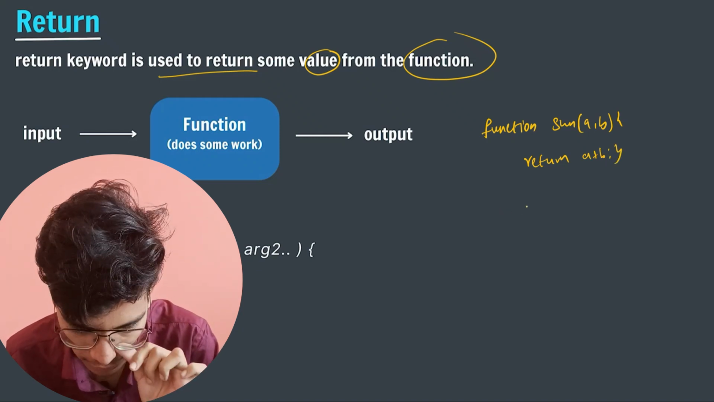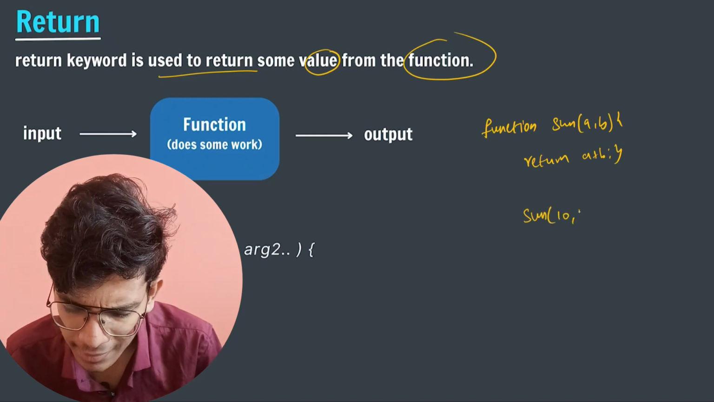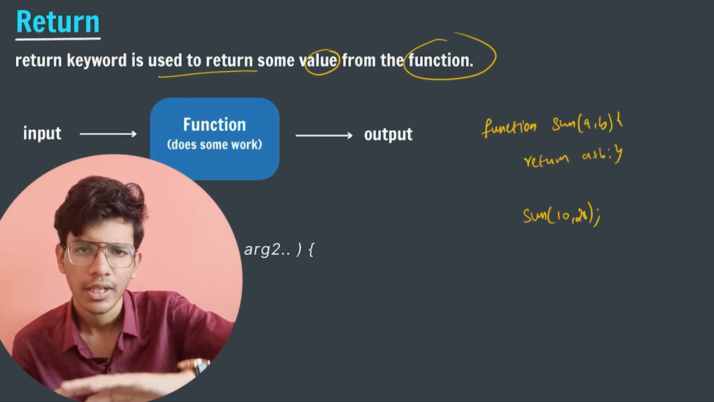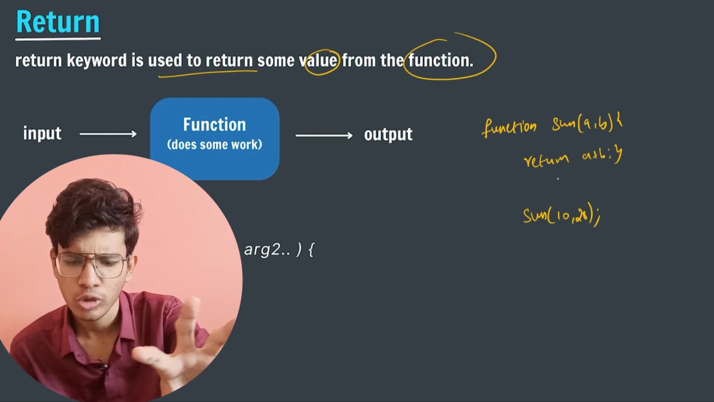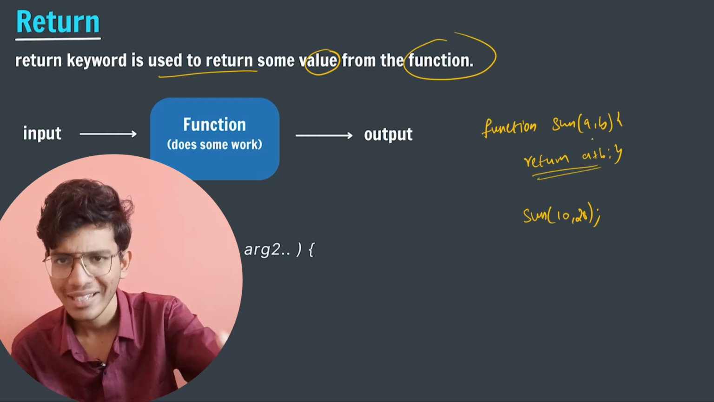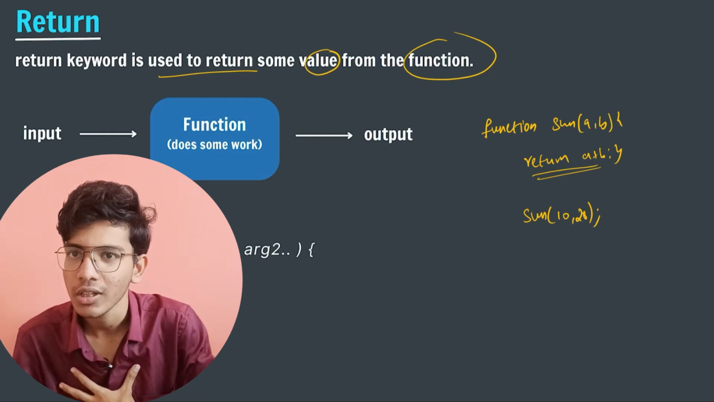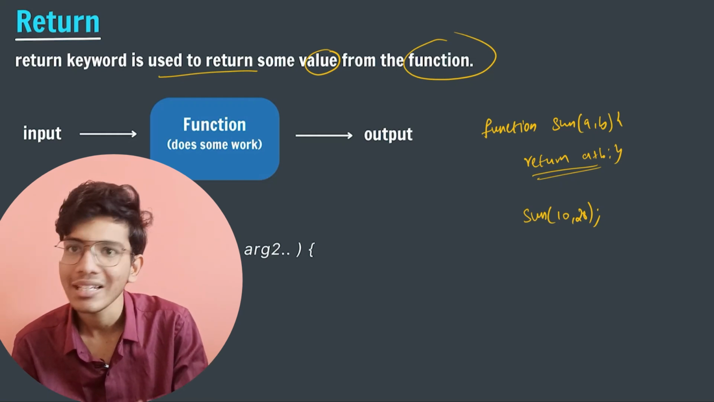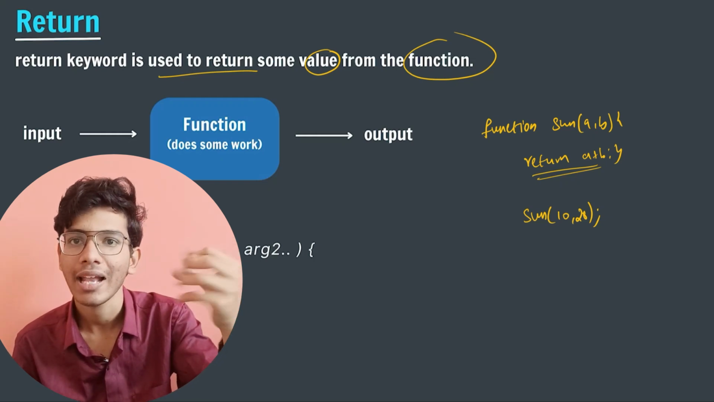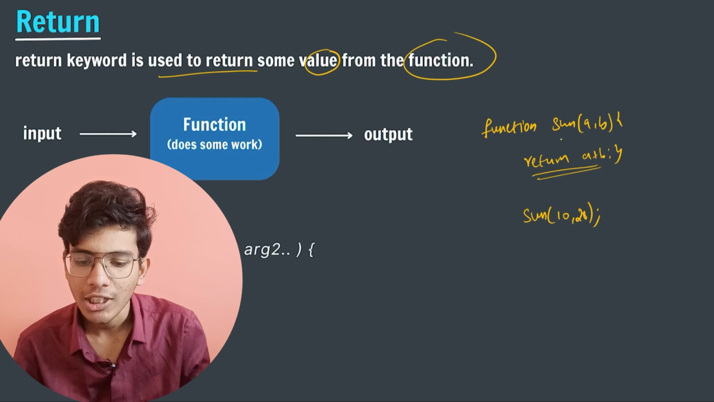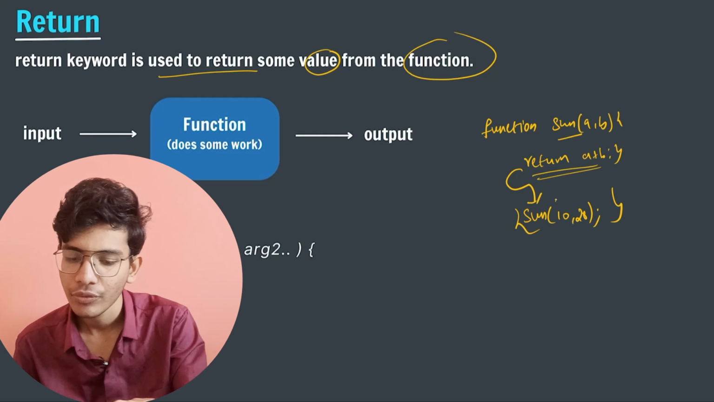Now in the main function, I will call my function sum 10 comma 20. Previously we used to directly print the values here. We were not giving any return statement. But if I want to return something to my user, then I will use a return statement. Using the return statement I can return some values to my previous function call. So what is my previous function call? Here I am calling my function, so I will basically return this value to my user.